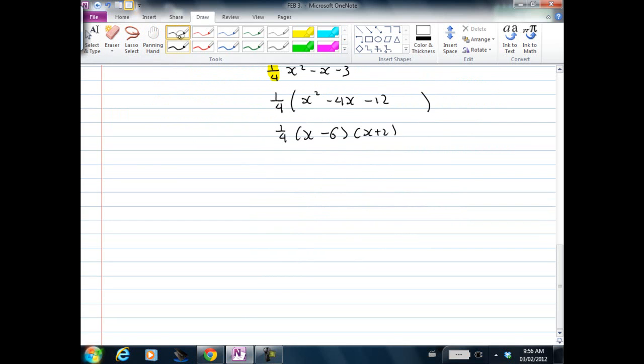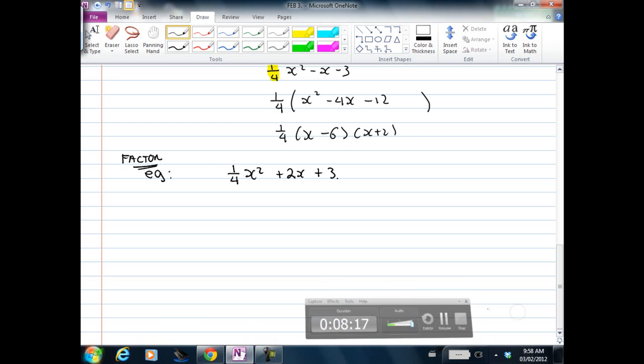I want you to try this question on your own, and then I'm going to move on to type 3. Another one. Try this one on your own without my help. They force you to factor. You're not allowed to use any other technique. Okay? Factor. Your question is going to be 1/4 x squared plus 2x plus 3. They force you to factor. Guys, gals, have fun. I'm going to pause it.